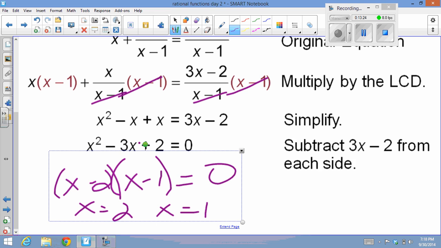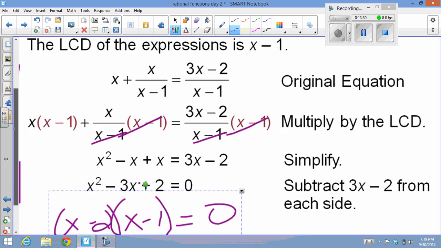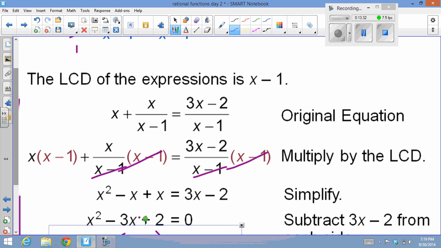But then I really need to go back and double check and make sure that all of those answers I get really do work. So if I substitute the 2 back into the original equation, I would be okay, because I would have 2 plus 2 over 1, so 2 plus 2, equals 6 minus 2, which is 4, over 2 minus 1, which is 1. So 4 equals 4. So that's all right.